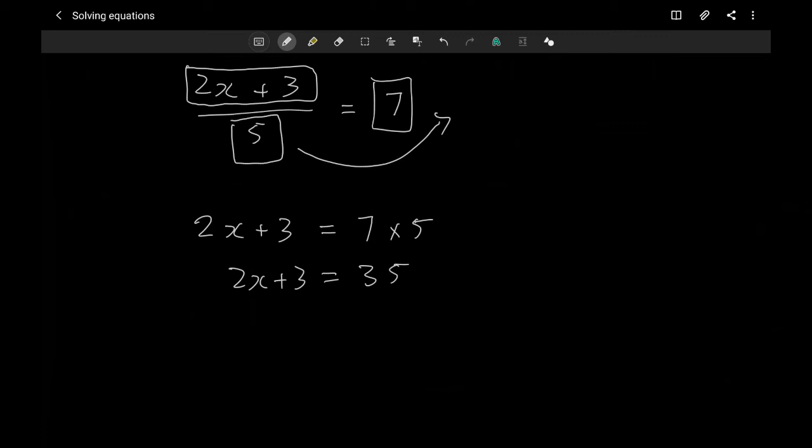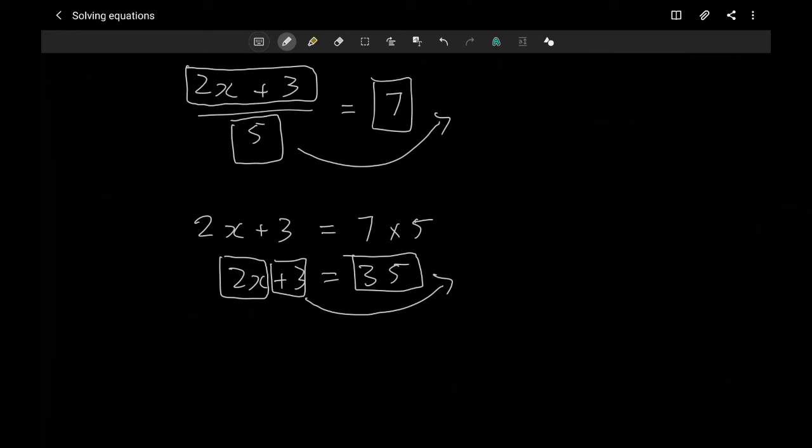Again, we go back to our boxes. The first box is 35. The second box is 3. Therefore, the only box left over goes to 2x. So what's our next move? Well, we know that we can't separate the 2 and the x because they're together in one box. So that means our only option is to move the plus 3.